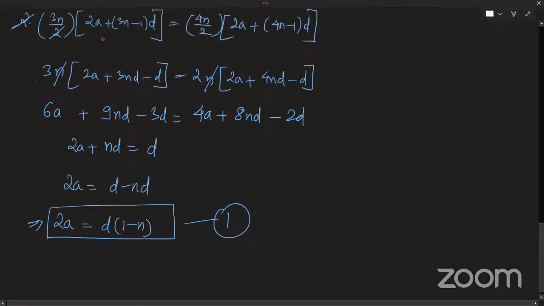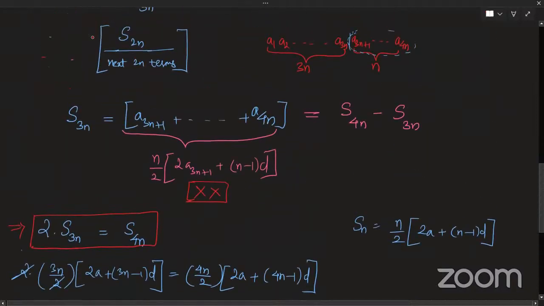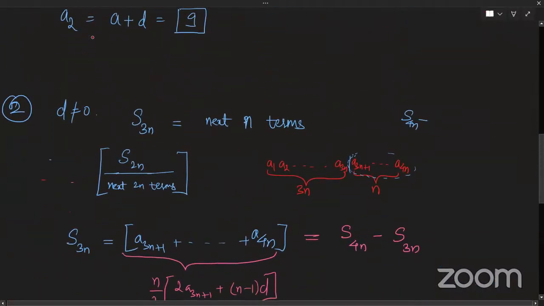Now this will be really useful for me because I have got a relation between A and D. What I am asking you is, in the question it is asking you to find the sum of the first two n terms divided by the next two n terms. I have first two n terms, and then the rest two n terms. So can I call this second sum S of 4n minus S of 2n?